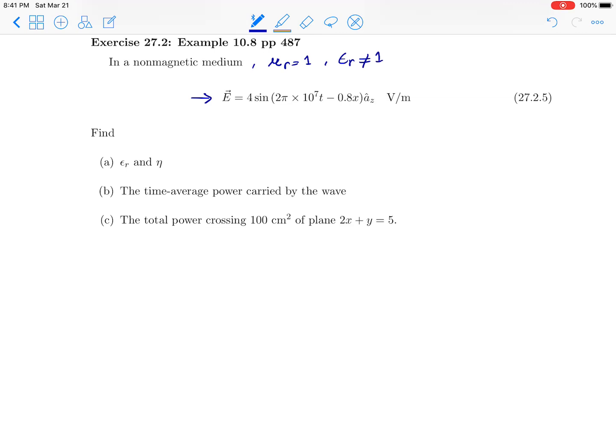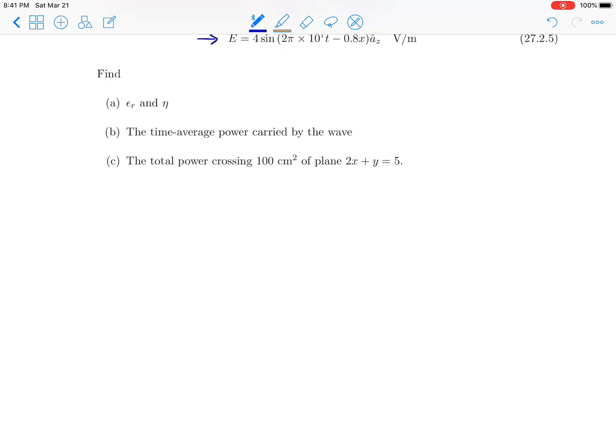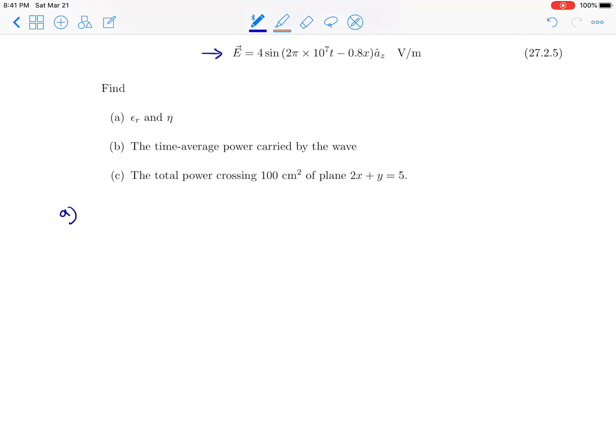The second part, we are asked to find the time average power carried by that wave. And the last part, we are asked to find the total power crossing 100 centimeters squared of the plane 2x plus y equals 5. So let's solve it step by step. The first one, let's find epsilon relative. So remember, beta is omega multiplied by the square root of mu times epsilon, which is omega times the square root of mu relative epsilon relative multiplied by mu naught epsilon naught.